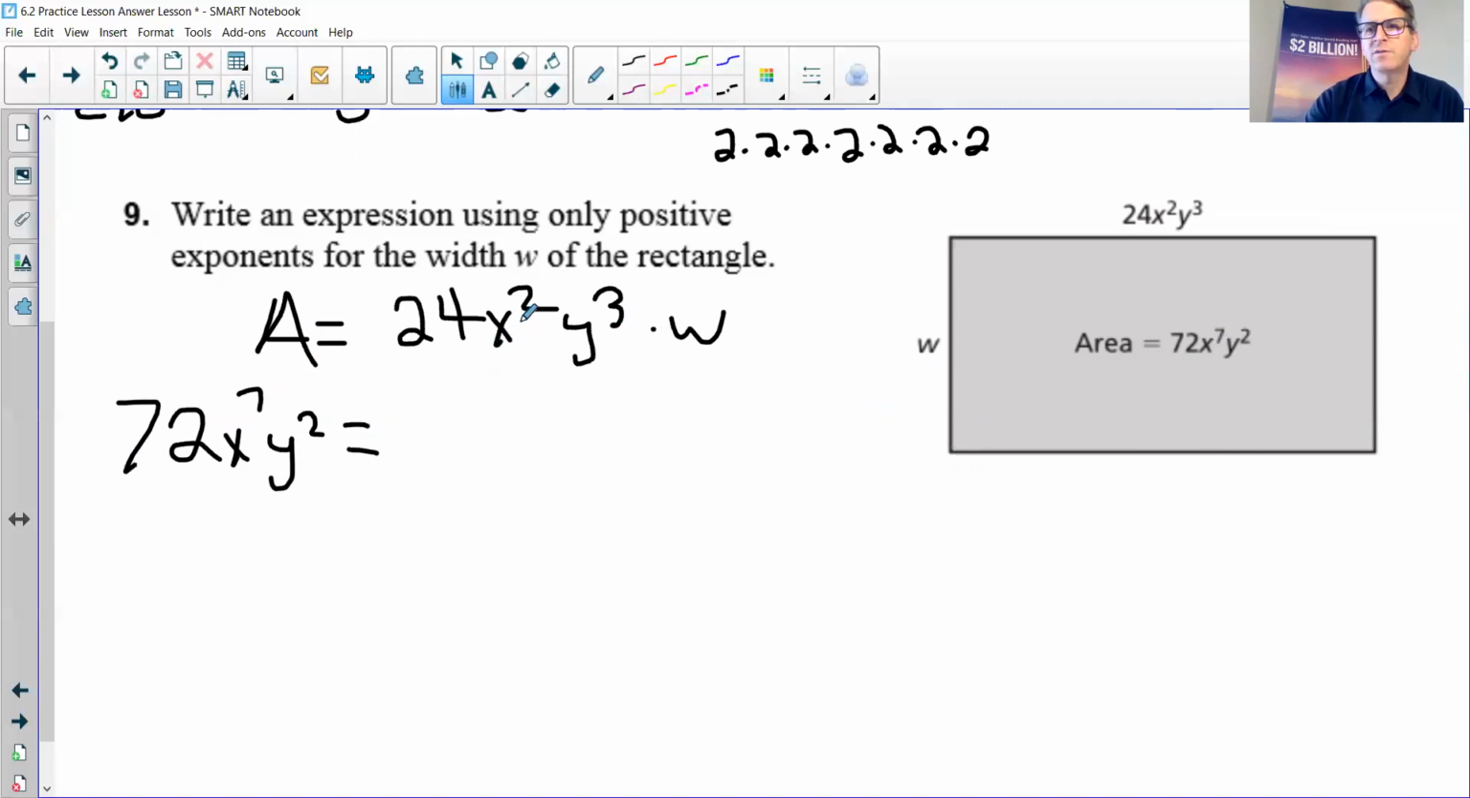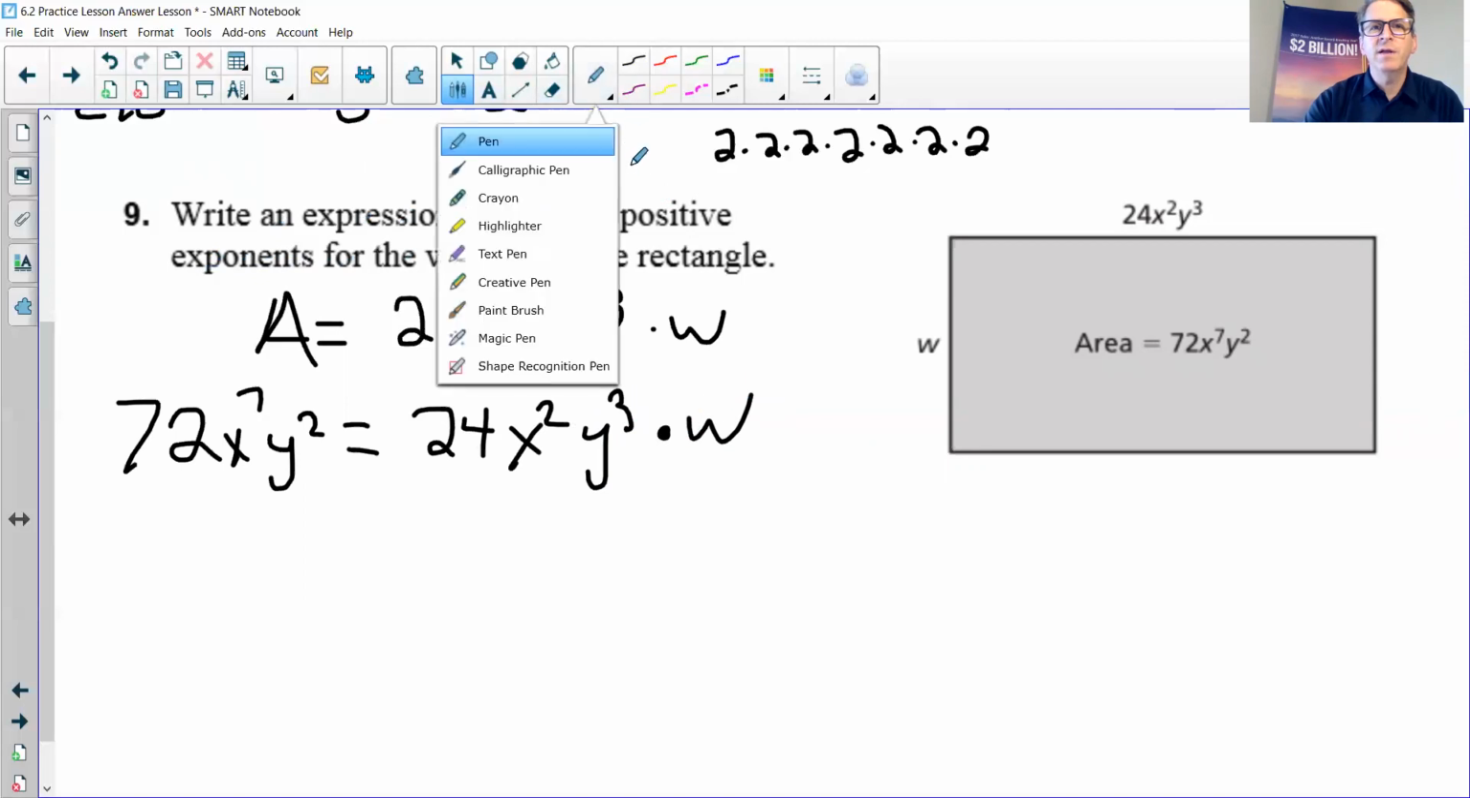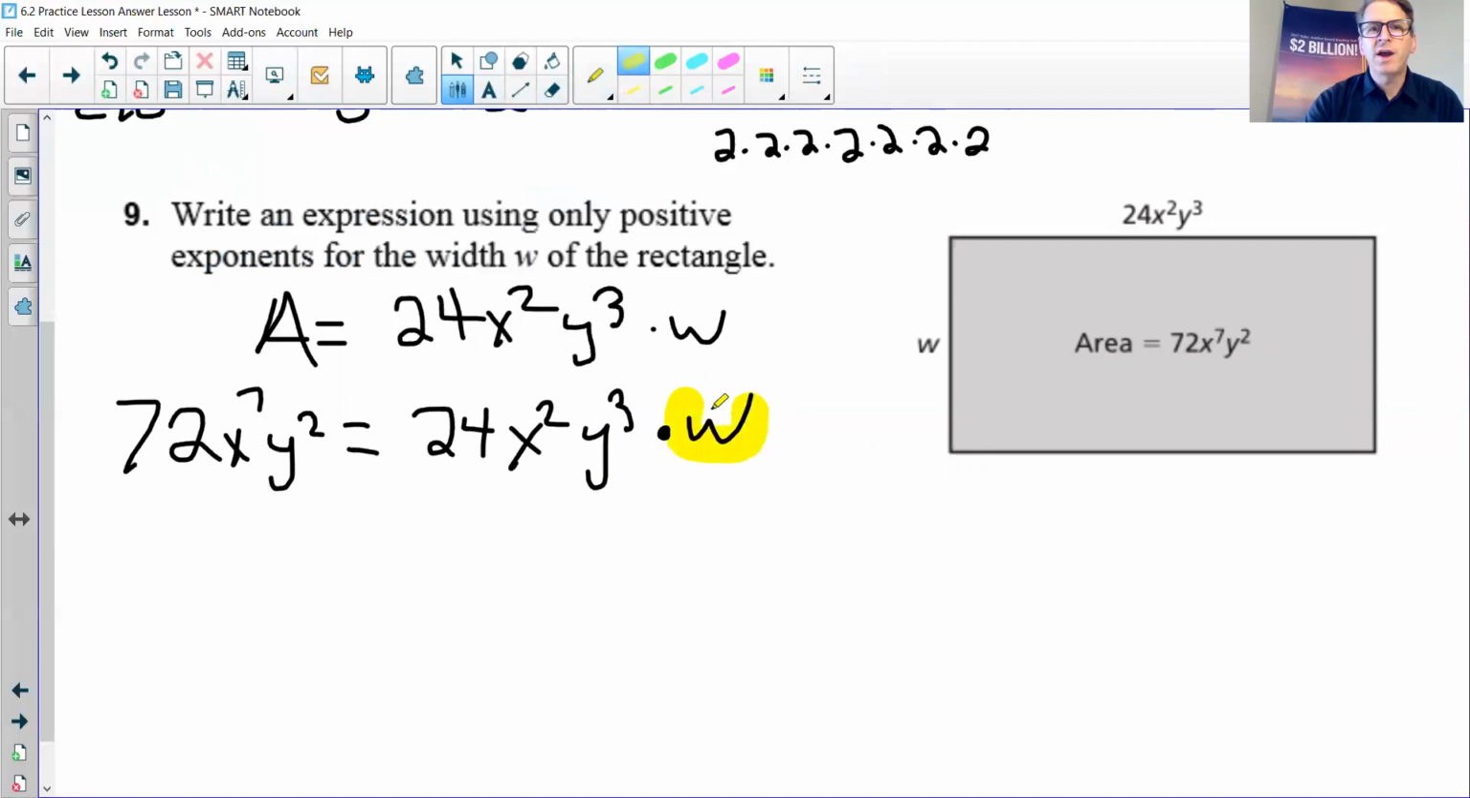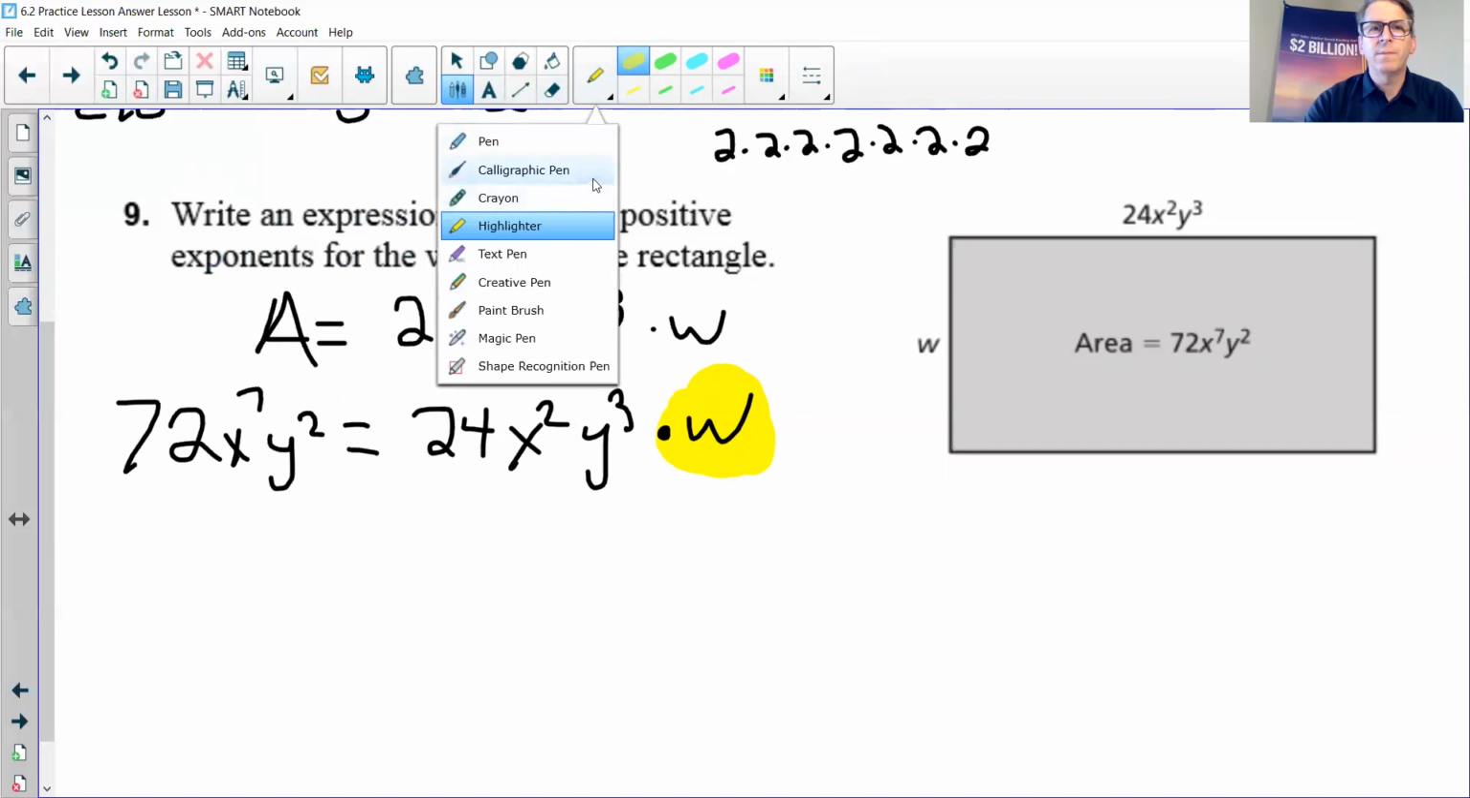So 24x to the 2nd, y to the 3rd, times w. Okay, so the question is asking, write an expression using only positive exponents for the width. So the width is right here. Let me highlight it. So we're trying to find the width. Okay, so we're going to express the width.